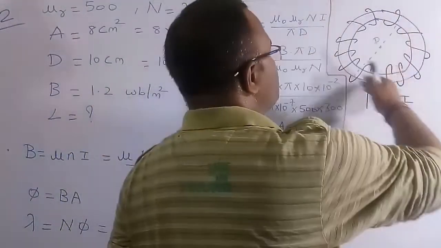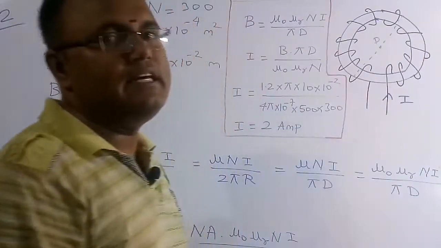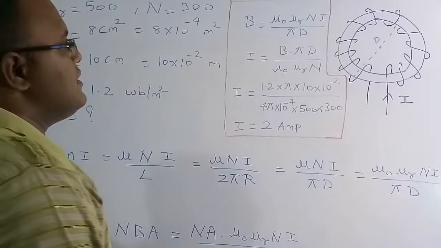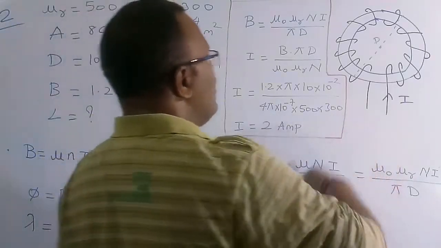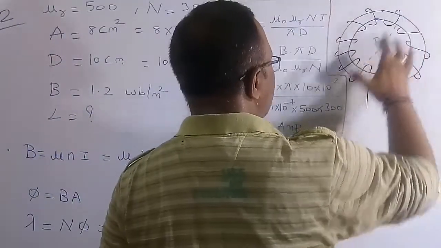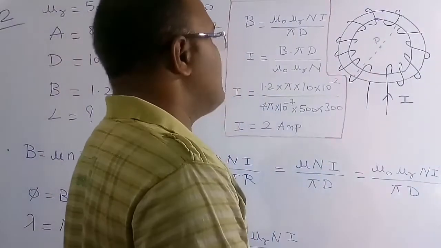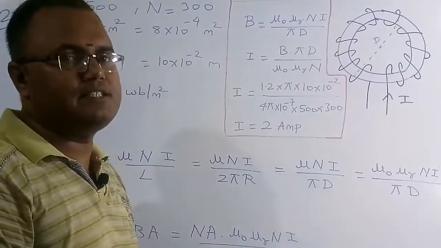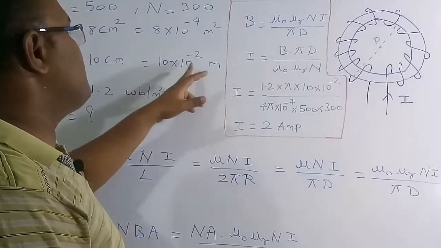So this iron ring is going to have a certain amount of magnetic field. That magnetic field intensity they have given, which is 1.2 Weber per meter square, and they have also given the overall diameter of this ring, which is equal to 10 centimeter. If you want to convert it in terms of meters, it is 10 into 10 to the power of minus 2 meters.